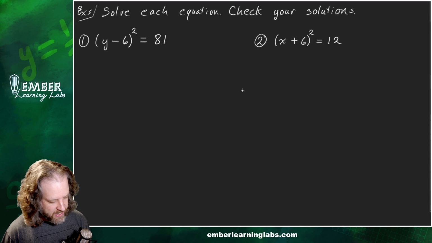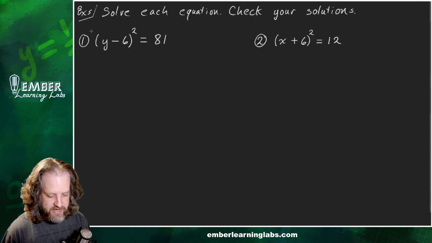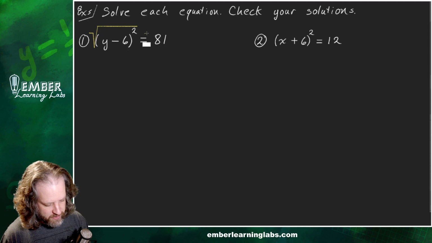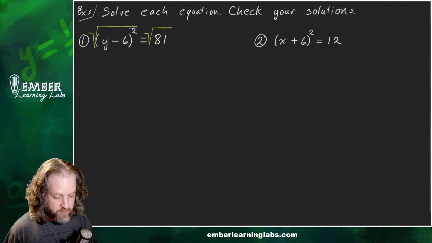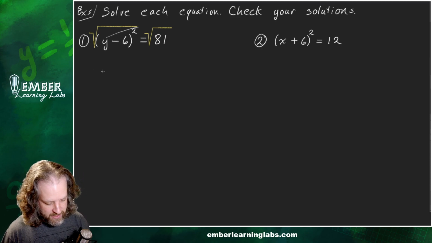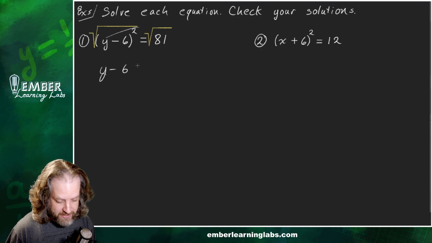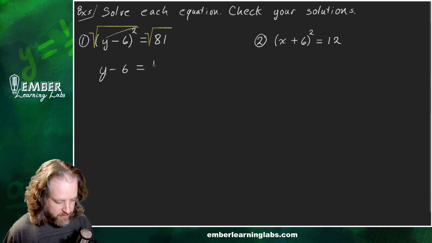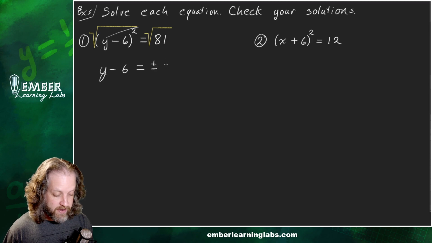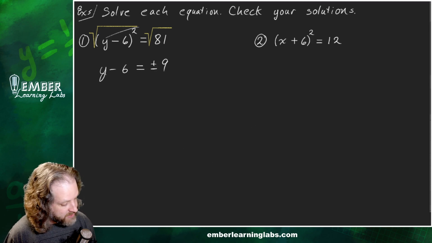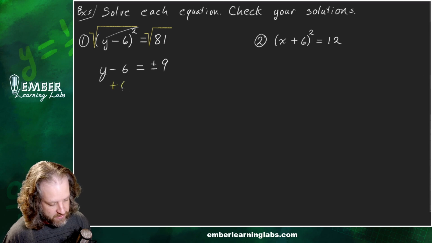Okay, so just throwing that in there. So for this one, let's take the square root of both sides. The square root of this one, the square root of that one. The square and square root cancel over here, leaving us with just y minus 6. When we take the square root of both sides, we end up with plus or minus. The square root of 81 is 9. So now we're going to add 6 to both sides.